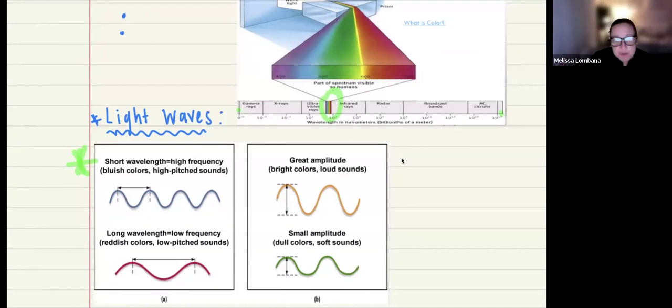Now, the amplitude determines the brightness of the stimulus, okay? If you look here, a short wavelength is going to have more bluish colors. These are going to be the same wavelengths you're going to need for auditory, okay? A long wavelength is going to have more reddish color. The amplitude, which is the brightness: the higher it is, the brighter the color. The smaller the amplitude, the duller the color.